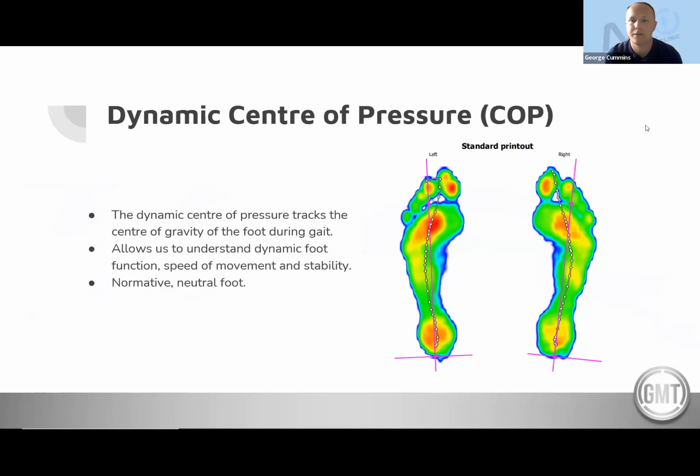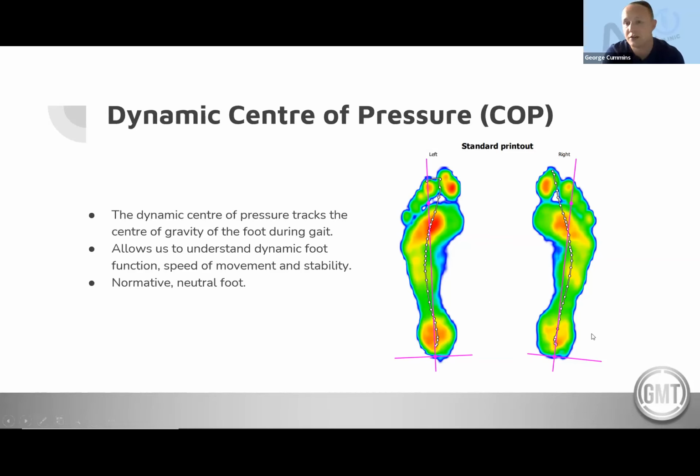And one of the key things that we look at in foot biomechanics and gait is something called the dynamic center of pressure. And that's this little white line that you can see moving through the foot strike. The pink line separates the foot right down the middle. It's called the foot axis. And there is actually a normative path that we should look for when looking at a normal foot function.